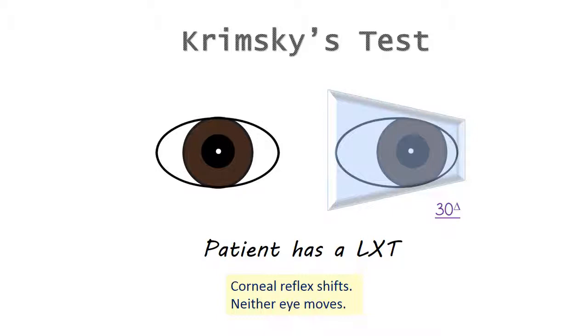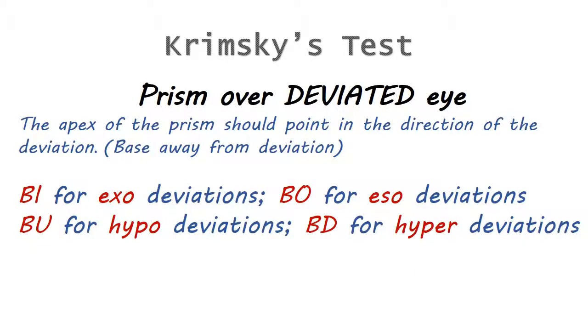This version of the test isn't quite as favorable as placing prism over the fixated eye, simply because it's a little more difficult to see the corneal reflex through the prism. While it's not very important which eye we hold the prism over, it's very important which way we hold the prism. If we're holding the prism over the deviated eye, as we just did, the apex, the smaller, thinner end of the prism, should point in the direction of the deviation. Since we note the prisms by their base, that means the base is away from the deviation, of course.